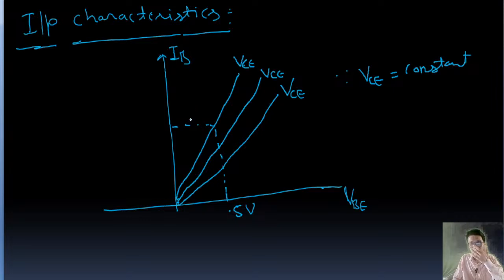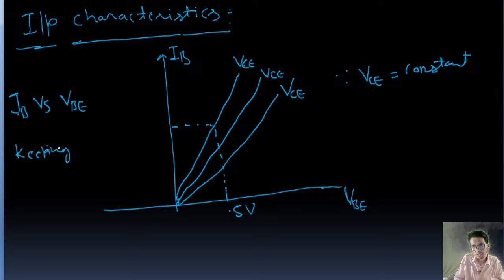So this is the input characteristics for common emitter configuration. Here the graph is between IB versus VBE, keeping VCE constant. This is the input characteristics for common emitter configuration. Now output characteristics.